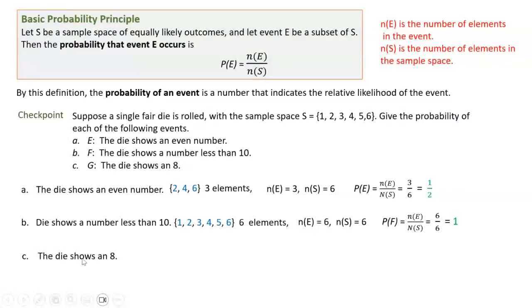For part C, the die shows an 8. Right? There's no 8 in this event, because the sample space is only 1 through 6. It's not there, so there are 0 elements, so the answer will be 0 over 6, which means there's no way you can get an 8 because 8 is not in the set. So the answer will be 0.